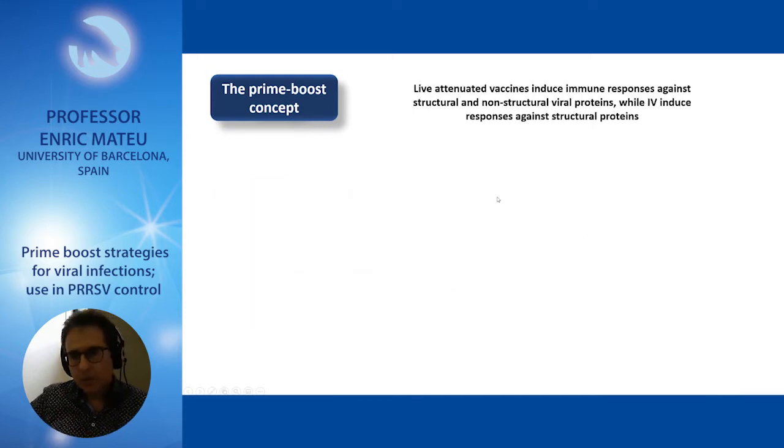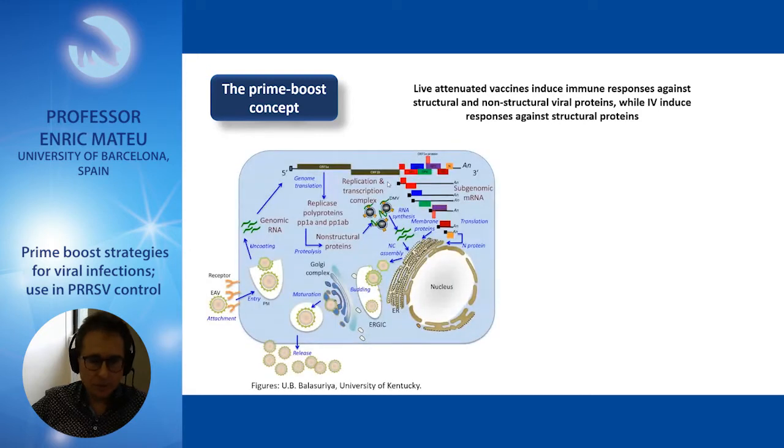Another important point when we talk about the type of immunity induced by the vaccines is that different types of vaccines may contain different types of agents. And this is pretty clear for the comparison of the live attenuated vaccines versus inactivated vaccines. Let's take a look, for example, at PRRS or the arteriviruses.